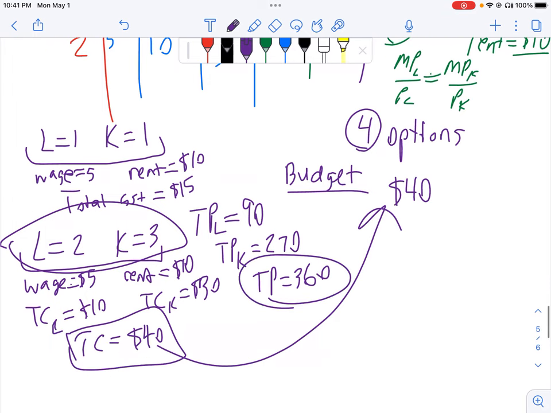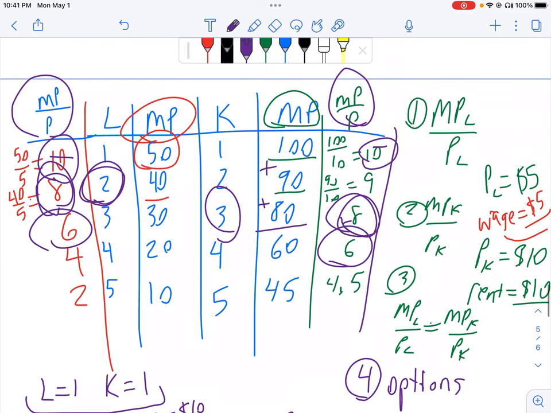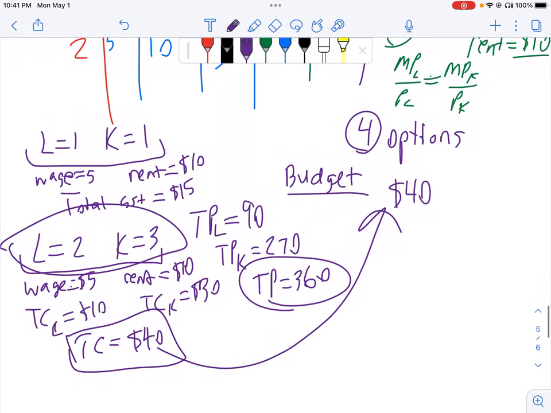Okay. So that is the least cost hiring rule. Very important that you understand that you need to follow these steps. You need to find the marginal product divided by price for both goods, and then find out where they're equal. And then you need to figure out if it's in budget, meaning you only have $40. Can you afford this bundle?